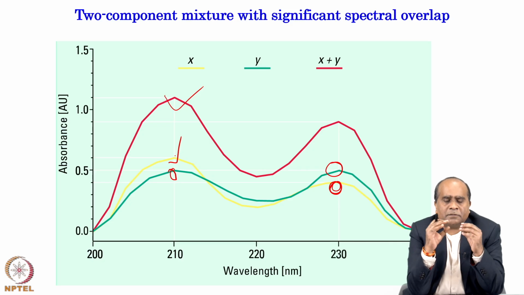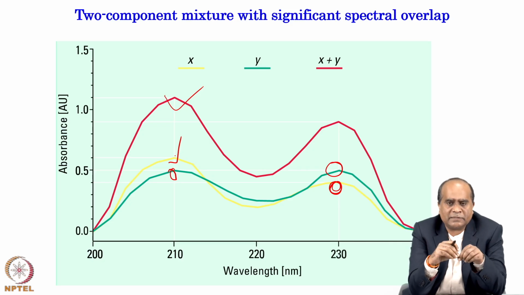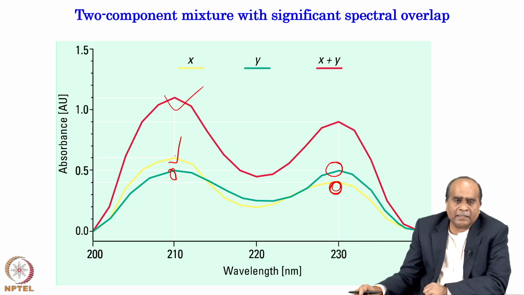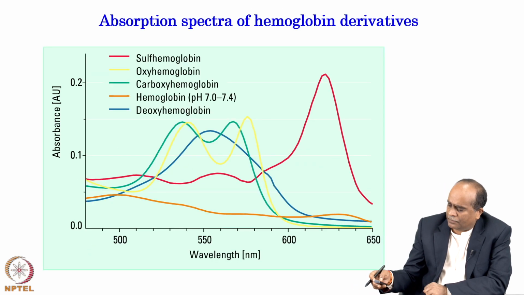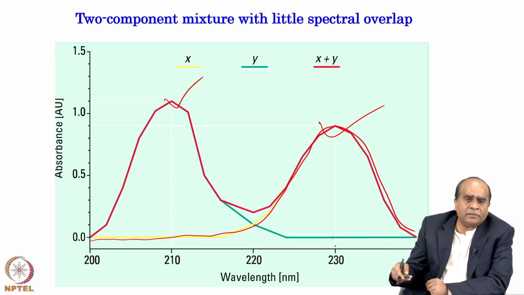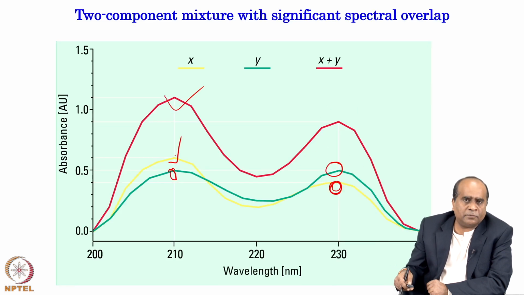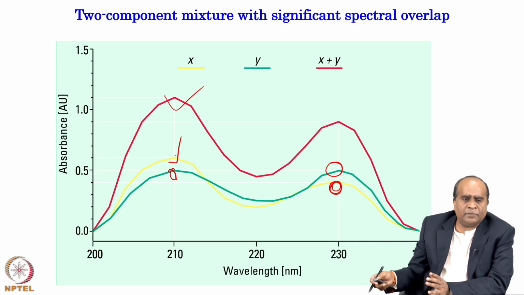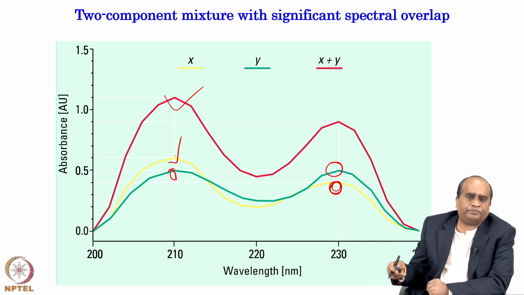So, at 210, quite a bit of contribution is coming from yellow as well as green. At 230 also, quite a bit of contribution is coming from green and yellow, right. So, in this case we have a little bit of difficulty in analyzing. Here it was very clean, because at 210 wavelength it was maximally coming from green, at 230 maximally from yellow, but here it is not the case, both are contributing. Because of this, a little bit of deconvolution is required to understand how much is coming from green and how much from yellow.